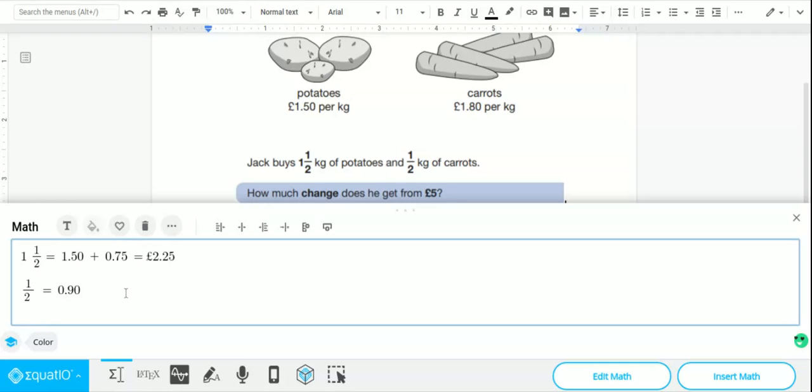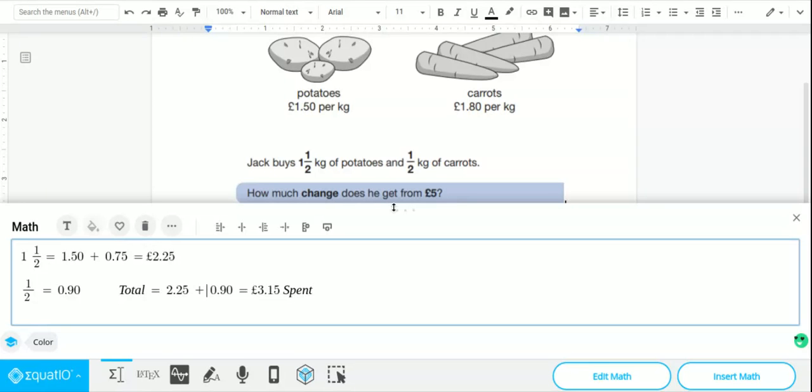Now the total he's bought is £2.25 add 90p. So £2.25 add 90p gives me £3.15. This is how much he spent. So he bought 1.5 kg of potatoes and 1/2 kilogram of carrots. If you add them together, you get £3.15. That's how much he spent.